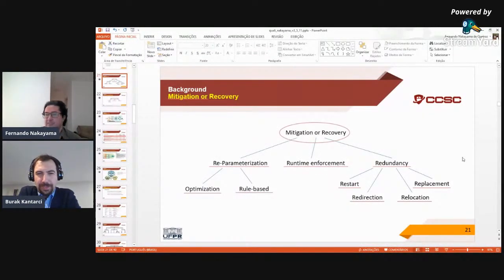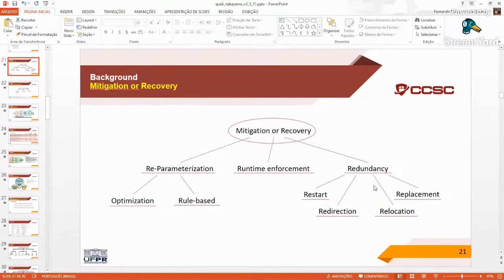Okay, for the mitigation or recovery here, parameterization. So you have two. This is about resiliency. Sorry, I said security. You have two approaches here for parameterization. One of them is the optimization. The other one is a rule-based approach.